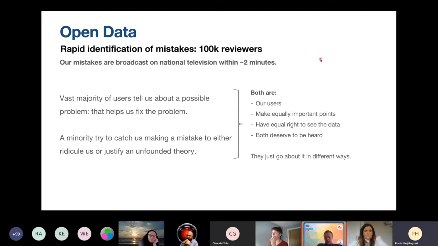I mean, there are different ways of looking at this. They're both our users at the end of the day, and they make equally important points, just in different ways. And they have equal rights to see the data, and they both deserve to be heard, whether they're ridiculing us or whether they're just trying to help.